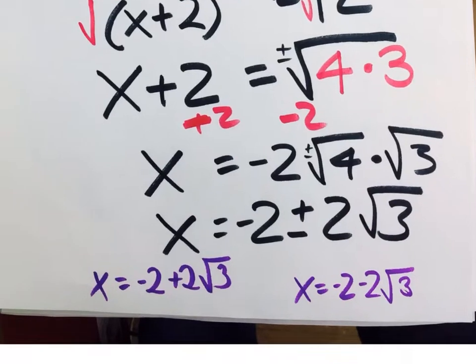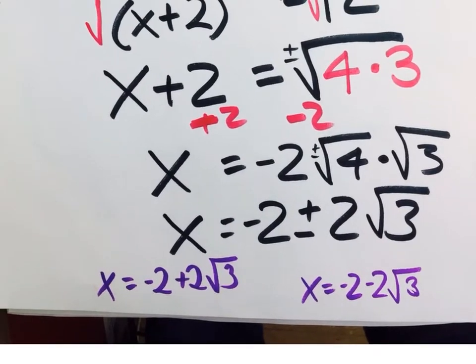All right, and we're looking for our roots. So we've got two answers here. We've got x equals negative 2 plus 2 times the square root of 3, and x equals negative 2 minus 2 times the square root of 3. This is our answer.